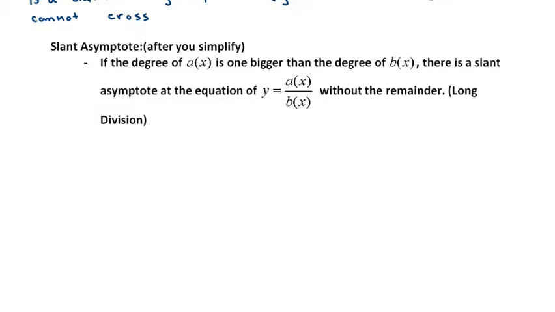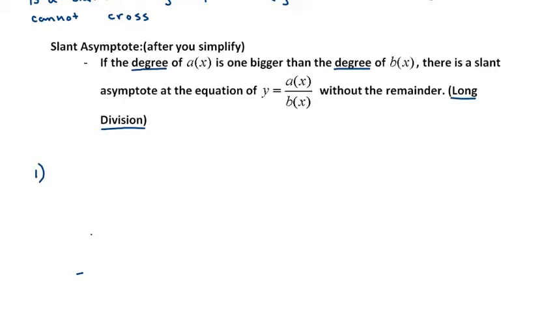Now, the way this works is, you should still actually simplify. So you're still simplifying. Now, you are looking at degrees for this one. The degree of the top is exactly 1 bigger than the degree of the bottom. And here is the part that you're probably not going to like. You're going to have to use long division to actually do these.